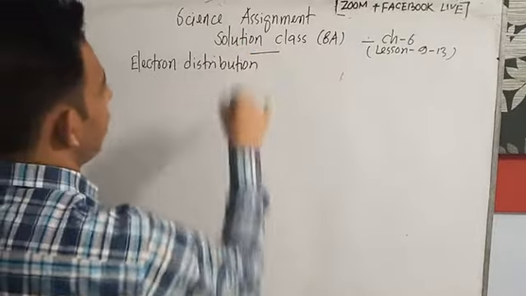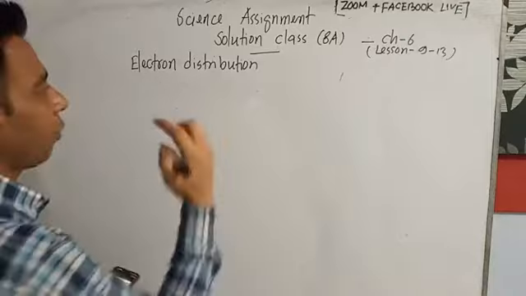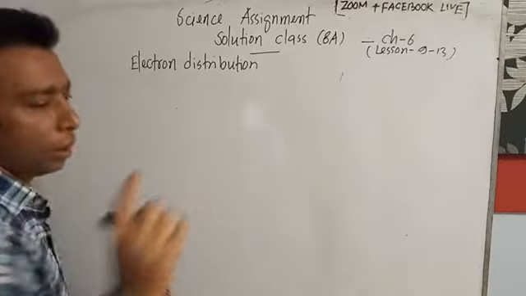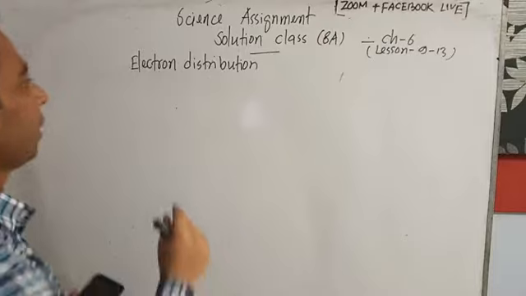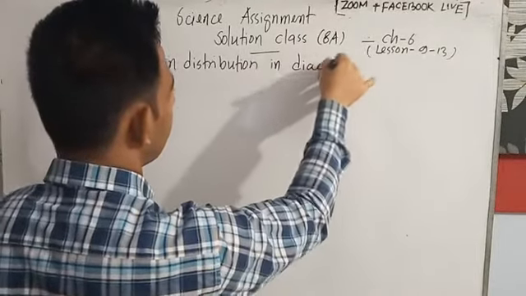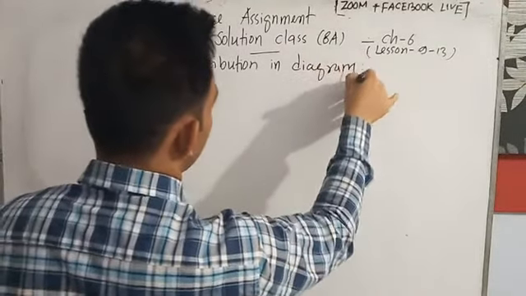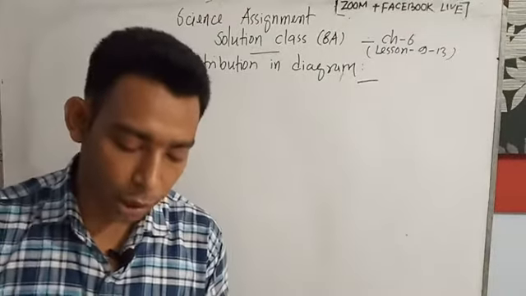Finally, I will take questions if you have any, not in between the topics. I will take them from you if you do not understand any of the points here. Electron distribution in diagram. Yes, there is a clue to mention here.